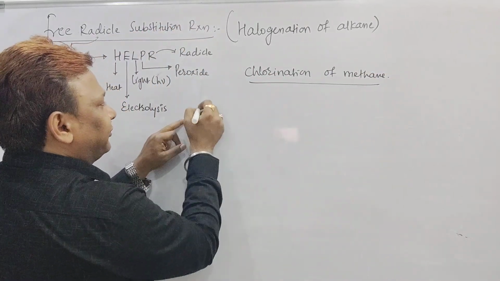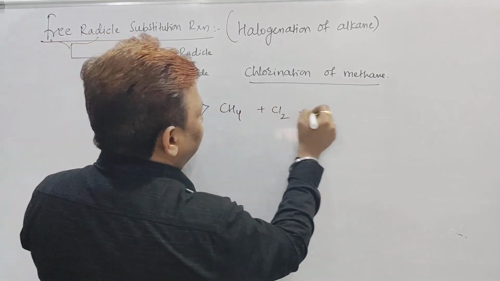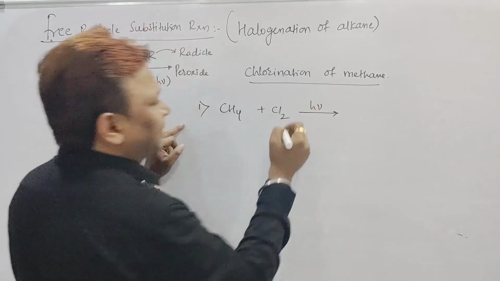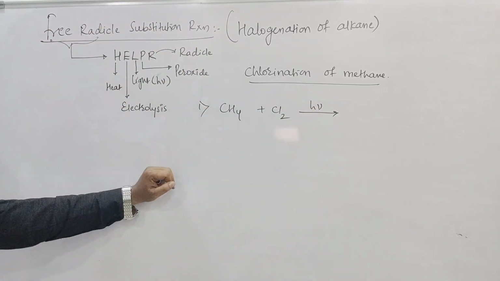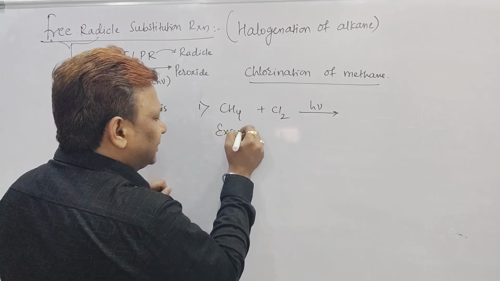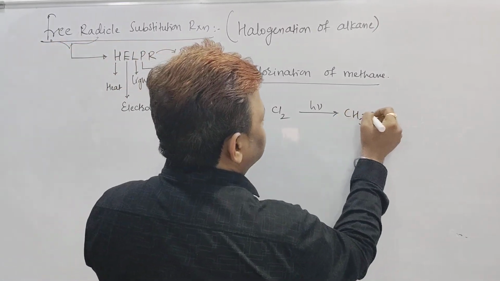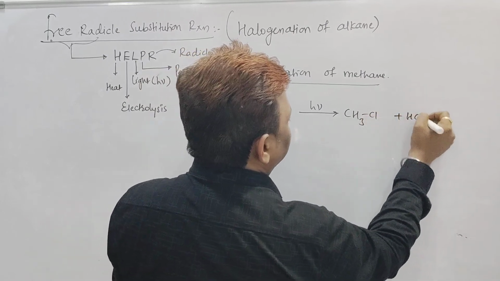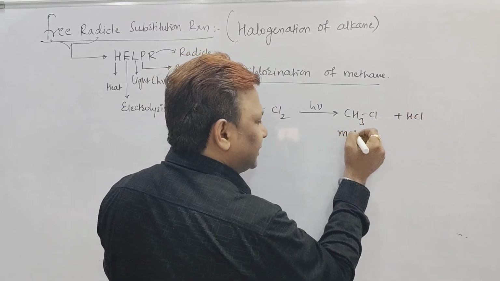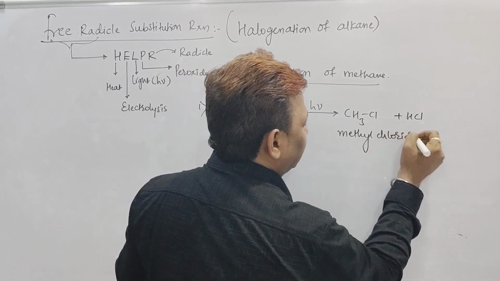What is that? In the first case, this is the methane, this is the addition of chlorine, and it takes place in the presence of sunlight. If methane is in excess, it combines with Cl2 and forms CH3Cl plus HCl. CH3Cl is called methyl chloride.